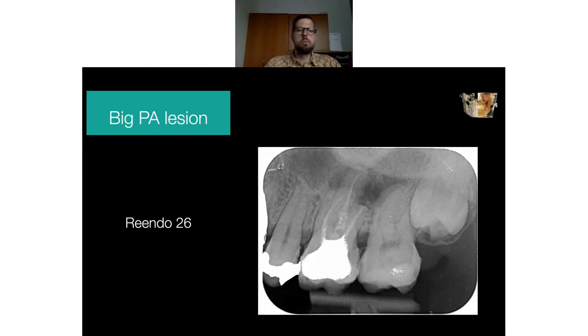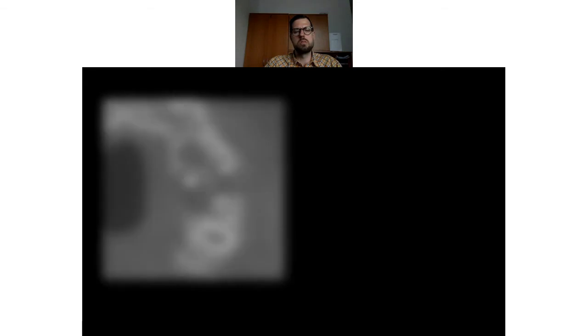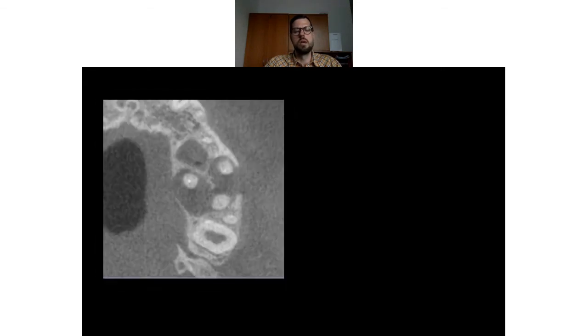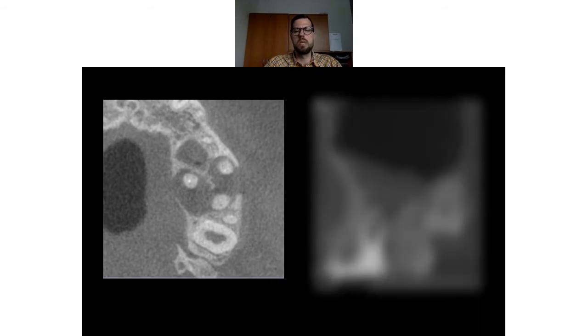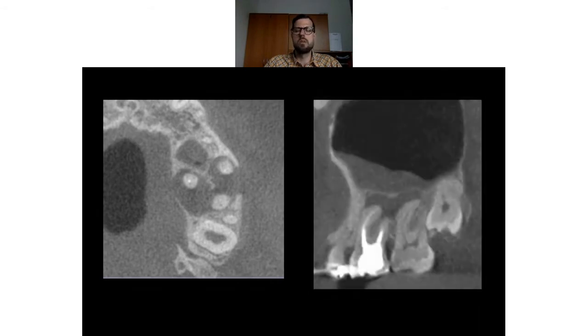So what about the big PA lesions? As I said, when I have this kind of situation and I see, okay, it must be re-endo, we see a big lesion, and we see also that maybe the distal buccal, there's resorption. So I always tend to send the patient to a CBCT, and as you saw in the previous slide, this is what we see. So we see the biggest problem is that there is a thickening of the mucosa in the antrum. So we must be very careful.